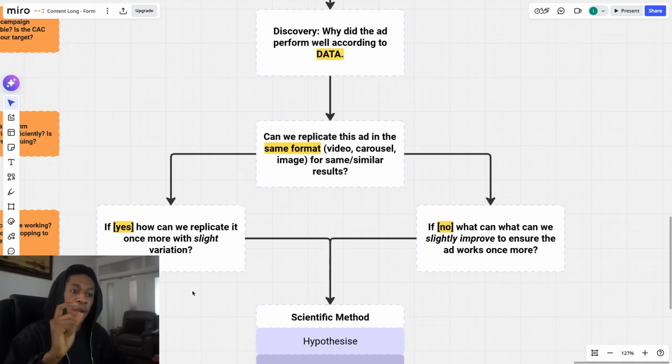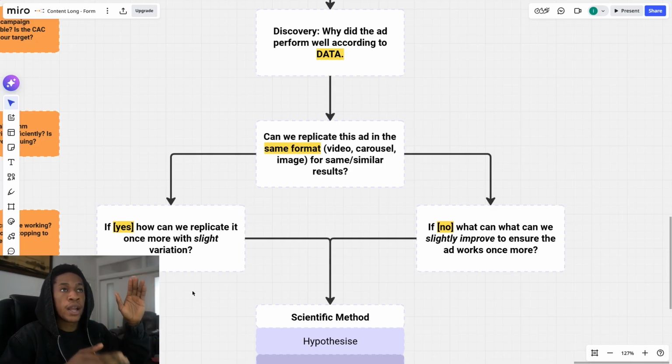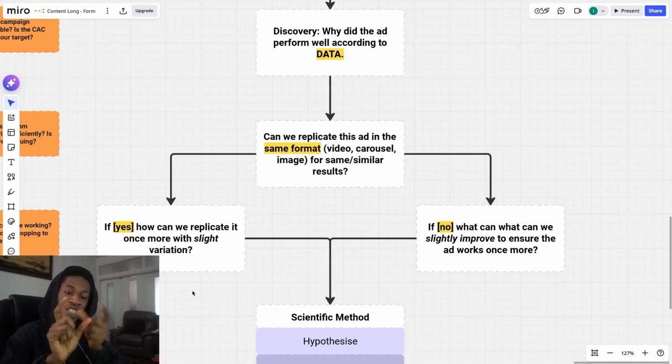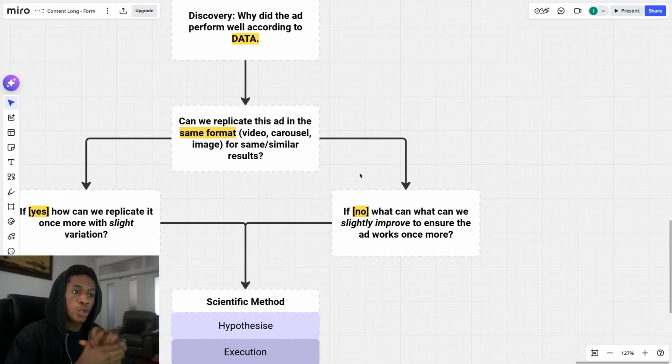If yes, how can you replicate it just once more with slight variation? If it proves well as a video, for example, if it has a high click-through rate, then we're going to reuse the same hook, but slightly vary the body of the ad. But for example, if it has a lower click-through rate or a lower hook rate, but higher conversions, then we're like, okay, cool. Maybe we just need to change the format of the ad, or maybe we can keep it the same, but slightly improve it to make sure the ad works once more.